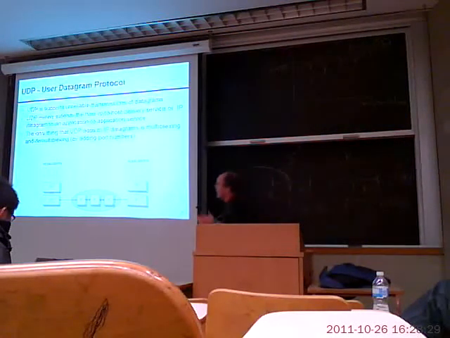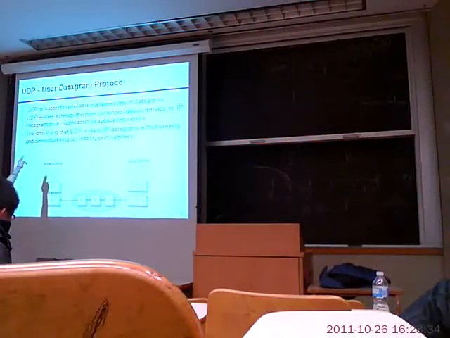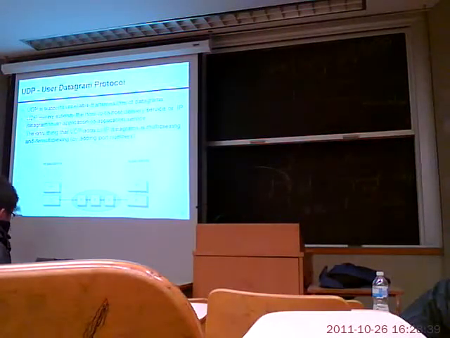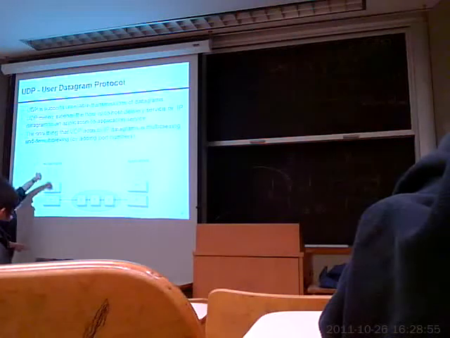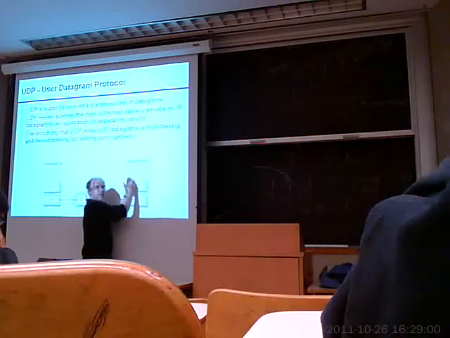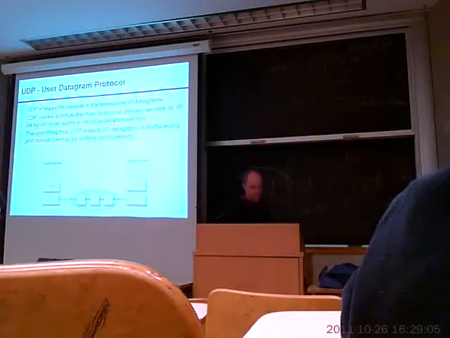So UDP, I have just 2 slides. Unreliable transmission of datagrams. It pretty much extends the service of IP, which is host-to-host, to an application-to-application service, and that is done by adding port numbers. That's pretty much it. It provides multiplexing and demultiplexing information. So if you're getting a packet in UDP, you look at the port number and demultiplex to that process.